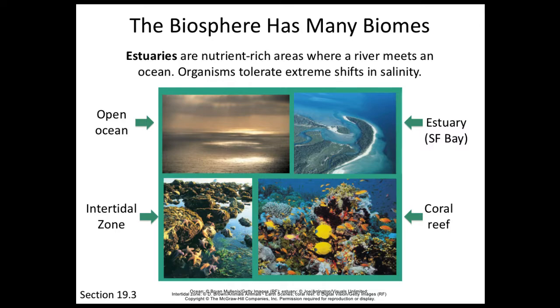Our next biosphere is called an estuary, and estuaries are nutrient-rich areas where a river meets an ocean. Organisms must therefore tolerate extreme shifts in salinity in order to survive this type of environment. In the Bay Area, the San Francisco Bay is one of the largest estuaries on the entire west coast of the United States.